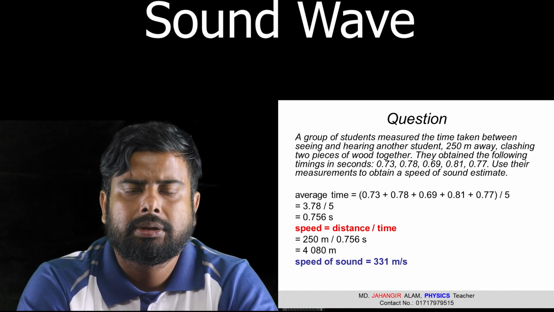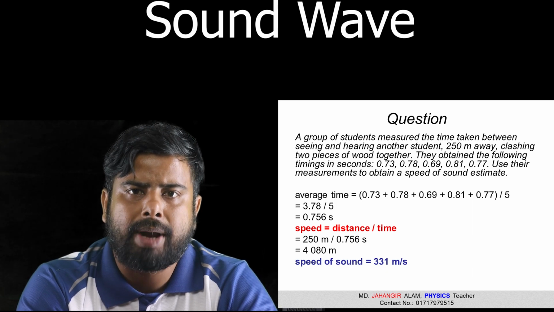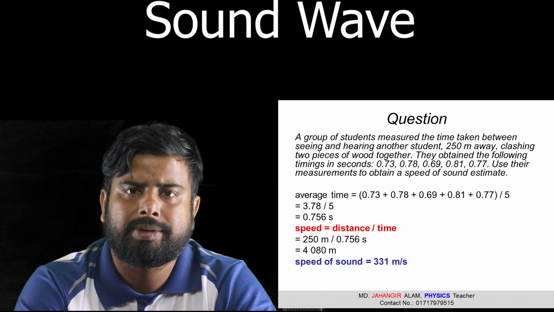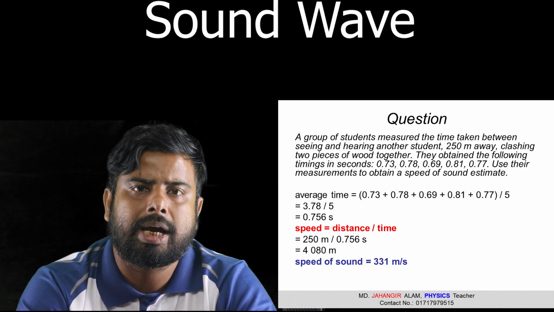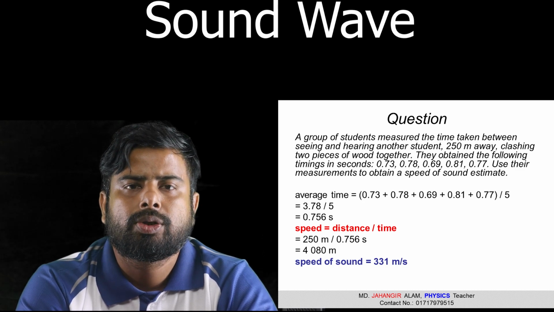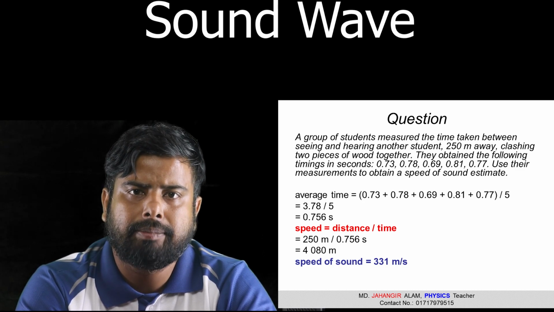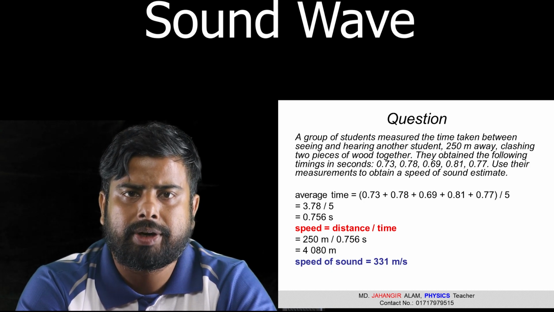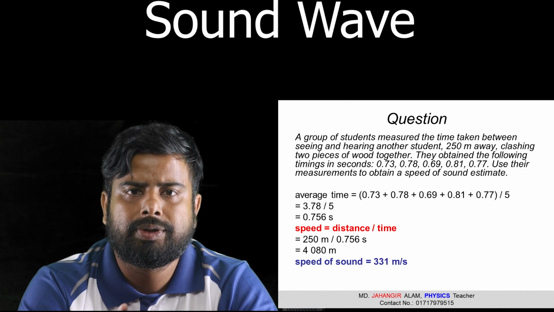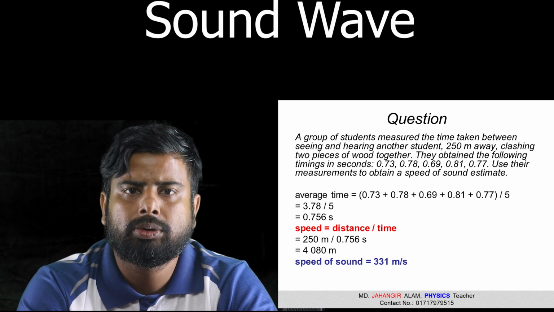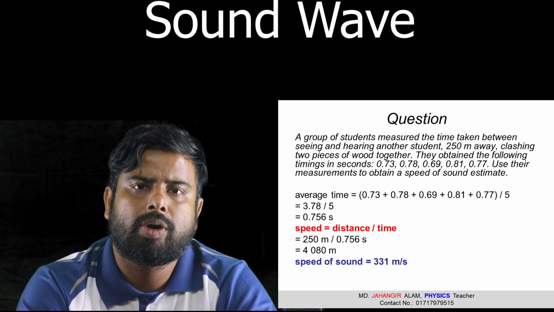Average time: 0.73 plus 0.78 plus 0.69 plus 0.81 plus 0.77 divided by 5. So average time is 0.756. So speed equals distance divided by time. So 250 into 2 divided by 0.756 second. So the speed of sound is 331 meters per second.